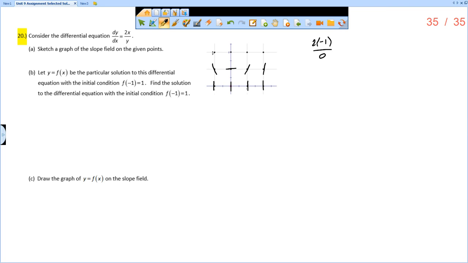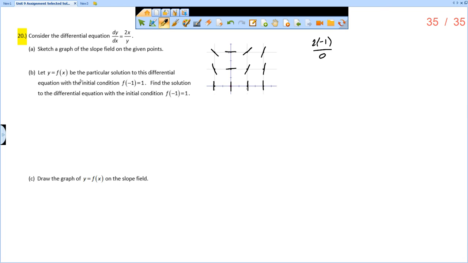2 times negative 1 over 2 is negative 1. 2 times 0 over 2 is 0. 2 times 1 over 2 is positive 1. And then 2 times 2 over 2 is positive 2. So that's it.